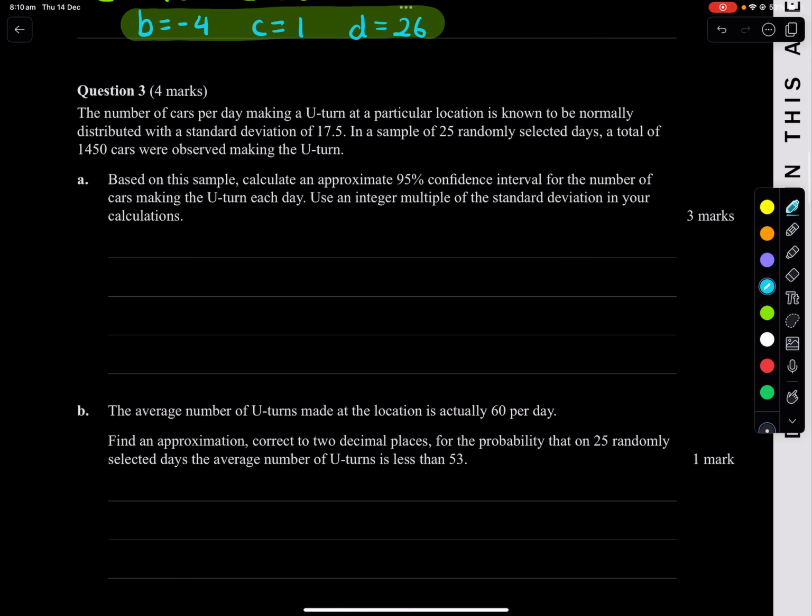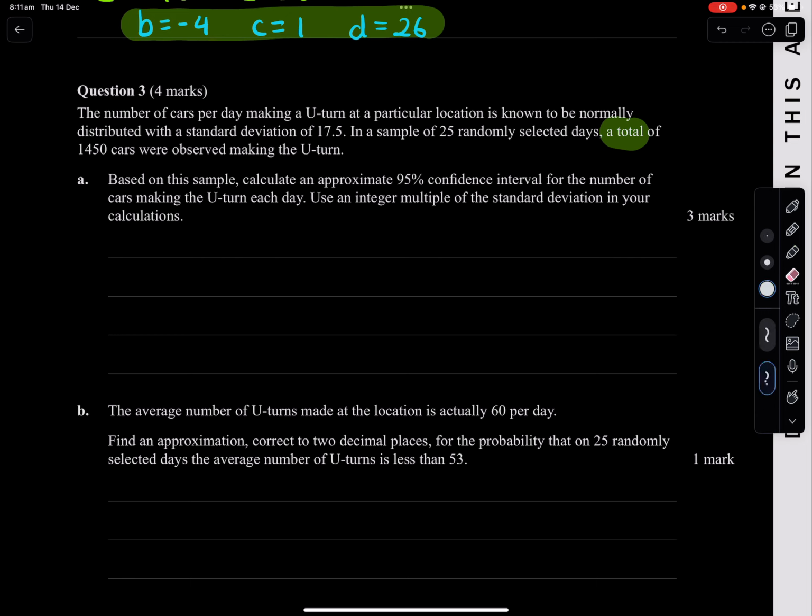Question 3. The number of cars per day making a U-turn at a particular location is known to be normally distributed with a standard deviation of 17.5. Okay. In a sample of 25 randomly selected days, a total of 1,450 cars were observed making the U-turn. So, in 25 days, the total, be careful, they're saying the total. Make sure you read the question carefully.